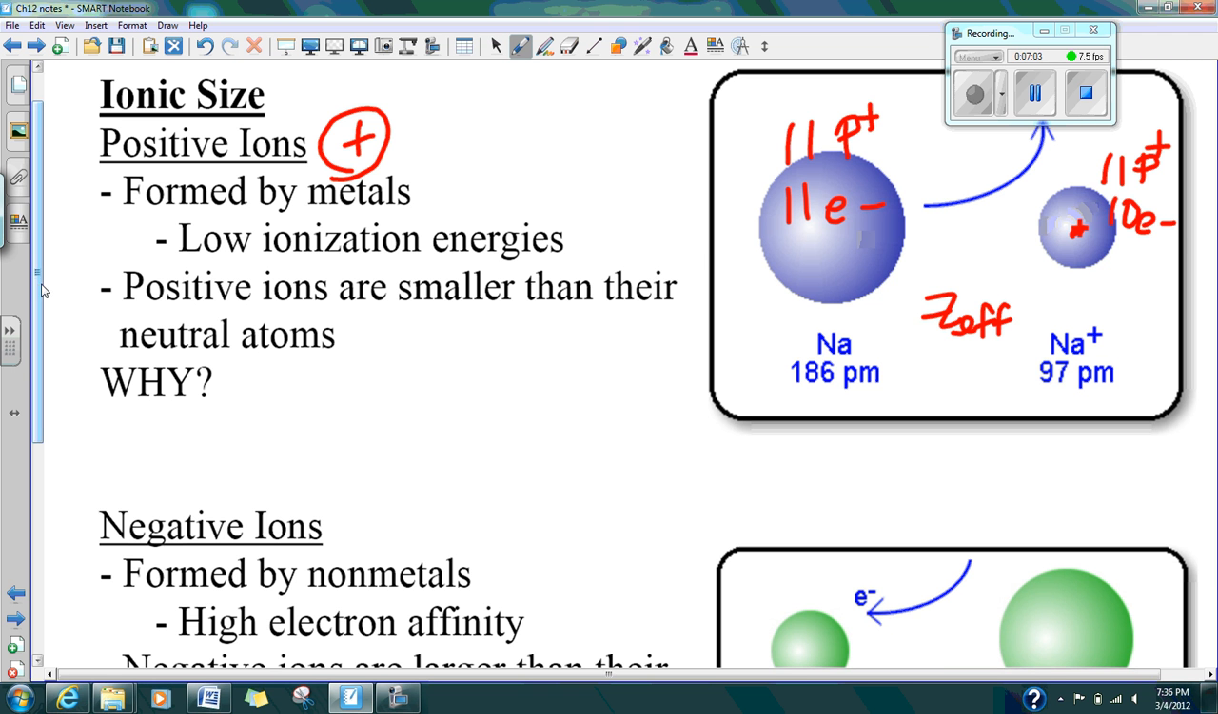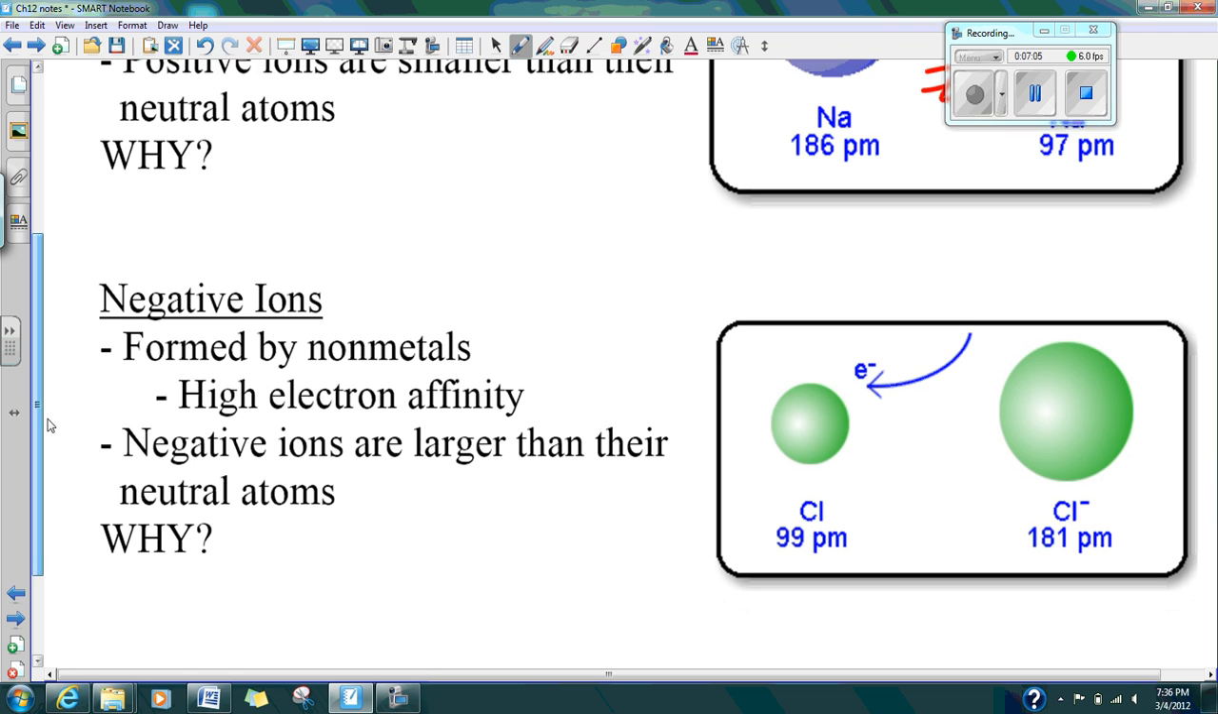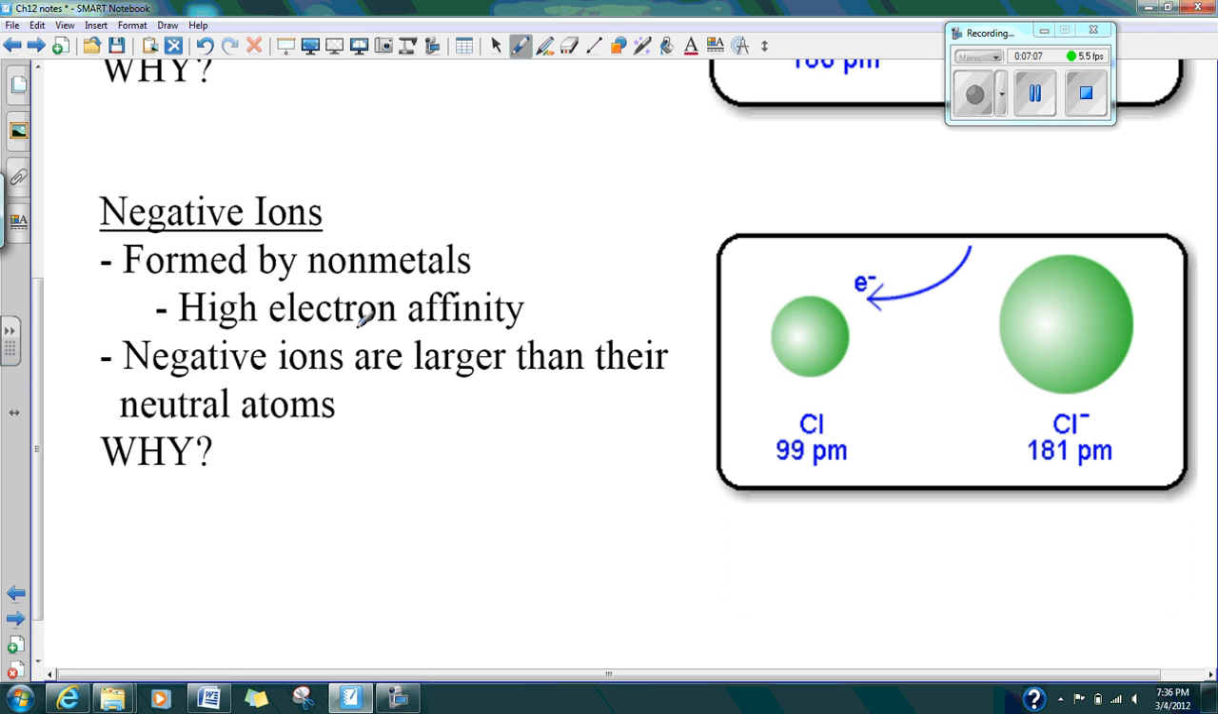Now it's going to be opposite for the negative ions, which are my anions. If I take a look, they are formed by nonmetals. We know that the electrons are going in. They have high electron affinity. They really want to take in those electrons. But the negative ions are larger than their neutral atoms. So opposite of what we just said about the positive ones.